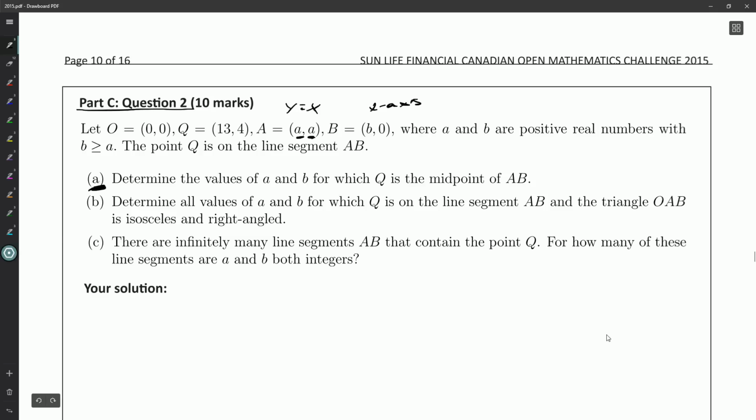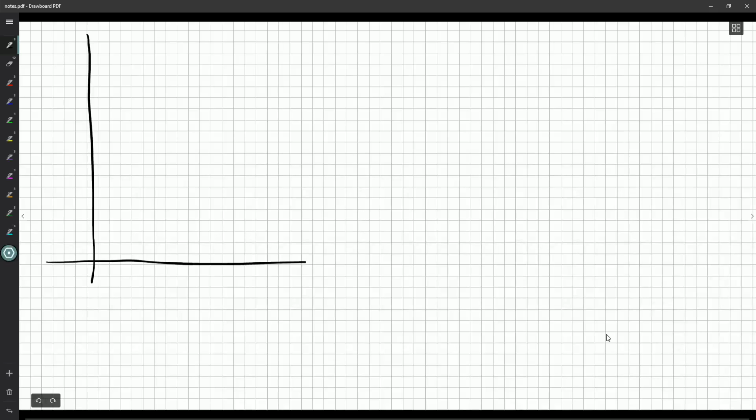Alright, flip the page to get ready for B here. Determine all values of a and b for which Q is on the line segment AB, which is something that was already told to us. But we also need to have the triangle OAB be isosceles and right angled. Okay, I think now I might want to draw a little bit of a picture of the situation.